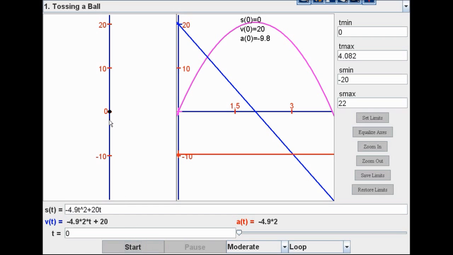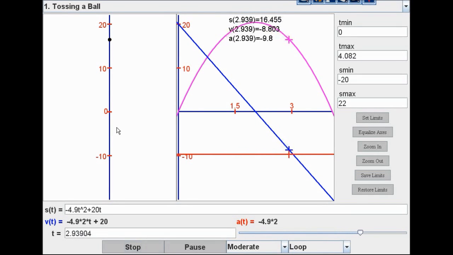Now, at the start, the ball is on the ground. When you hit start, you see that it gets tossed up in the air. It reaches a height of about 20 meters, and then it comes back down to the ground. And then I have the applet start over, so it gets tossed up again, reaches 20 meters, and then comes back down.